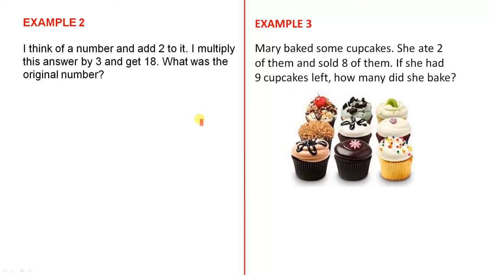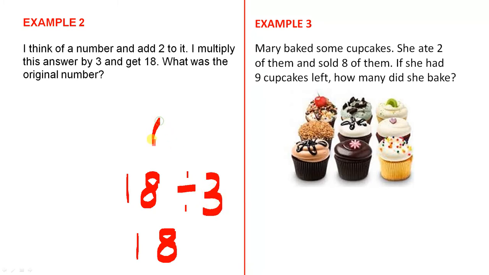Example 2. I think of a number and add 2 to it. I multiply this answer by 3 and get 18. What was the original number? Okay, so basically down here we finish off with 18. That is our final answer. Now, it says before we got to 18, we multiplied a certain number by 3 to get to 18. In other words, if we go 18 divided by 3, because division is the inverse of multiplication, that gives us 6. We're getting much closer now.